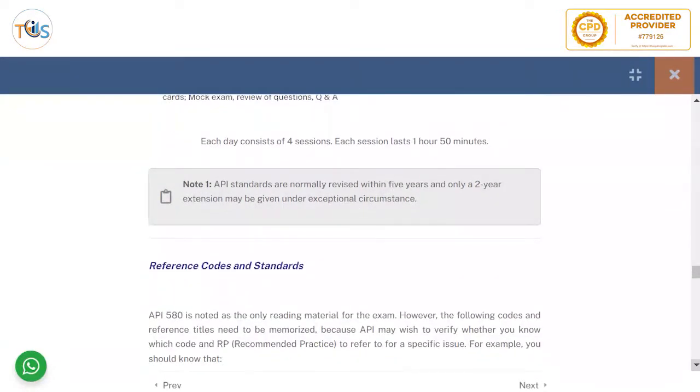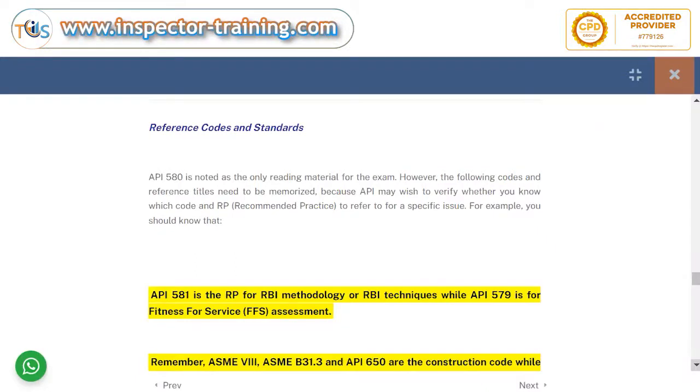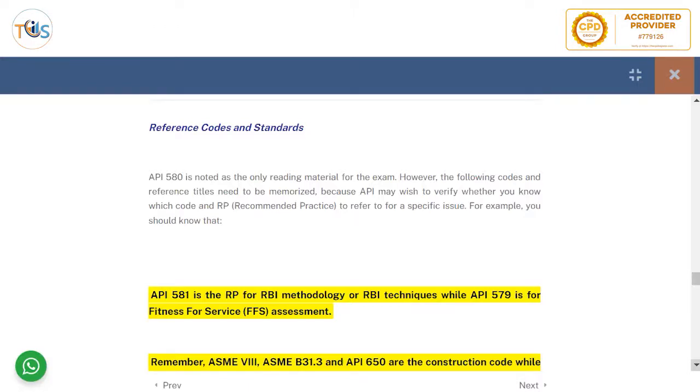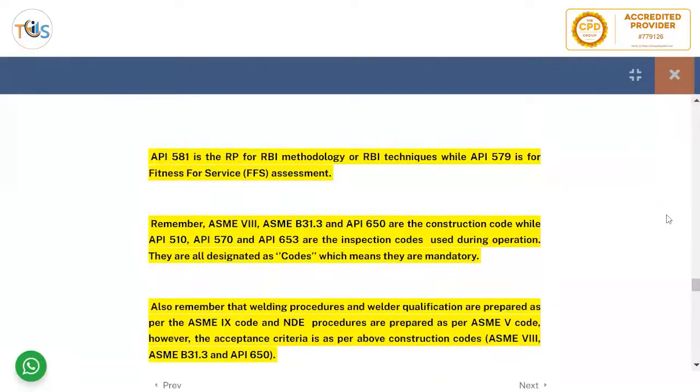API standards are normally revised within 5 years, and only a 2-year extension may be given under exceptional circumstances. Reference code and standards. API 580 is noted as the only reading material for the exam. However, the following codes and reference titles need to be memorized because API may want to verify whether you know which code and recommended practice to refer to for a specific issue. For example, you should know that API 581 is for risk methodology, RBI technique, while 579 is for fitness for service assessment.